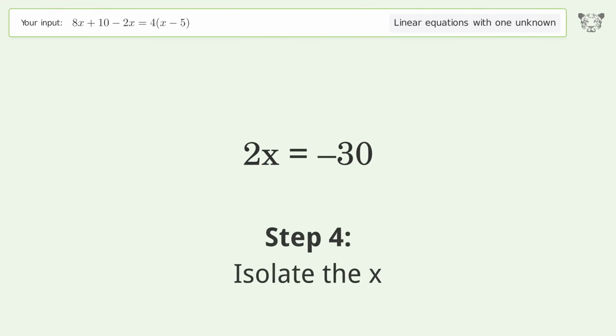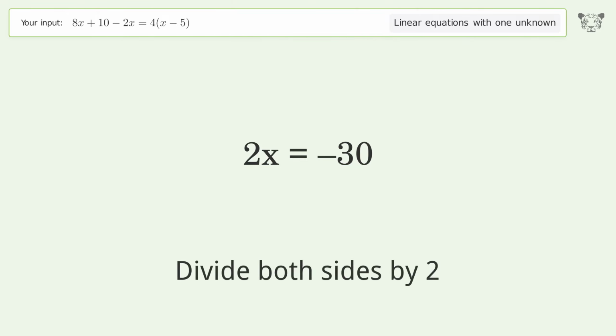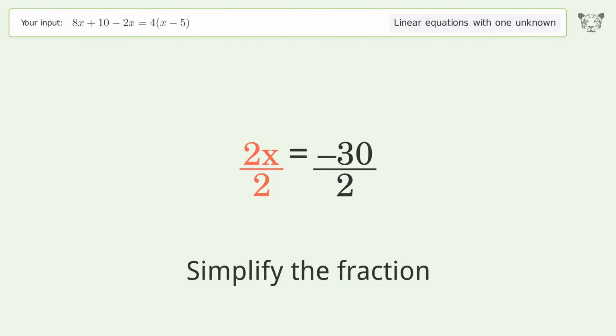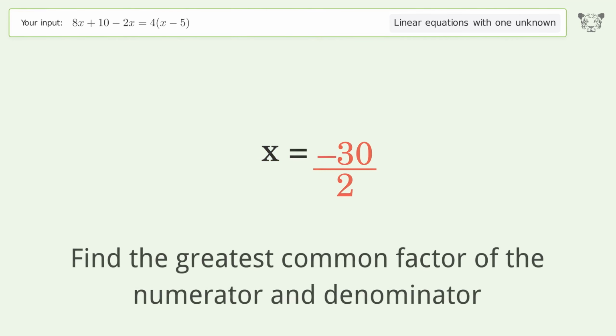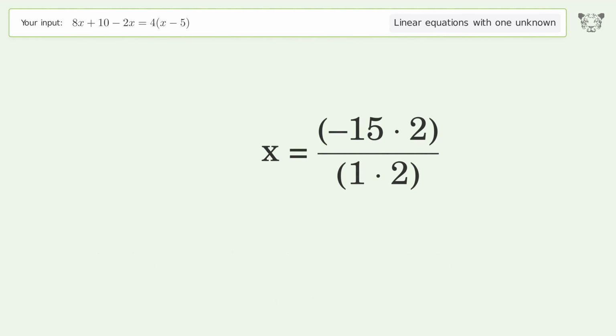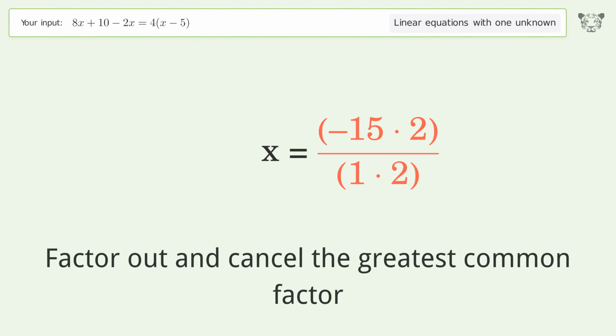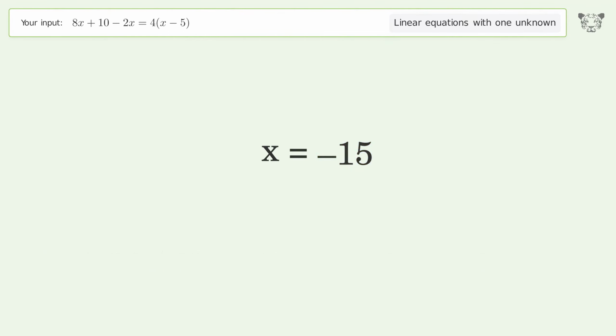Isolate the x. Divide both sides by 2. Simplify the fraction. Find the greatest common factor of the numerator and denominator. Factor out and cancel the greatest common factor. And so the final result is x equals -15.